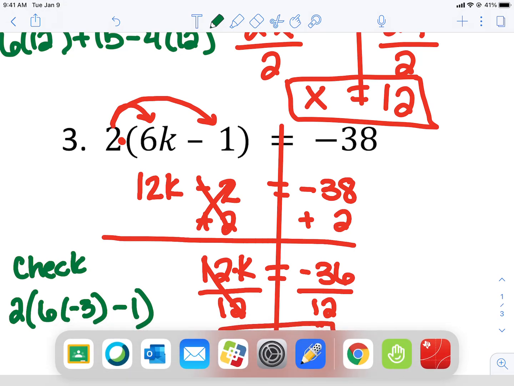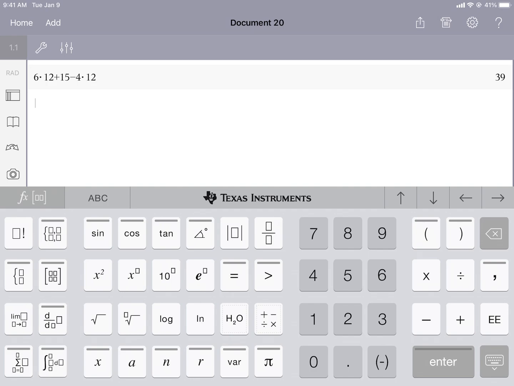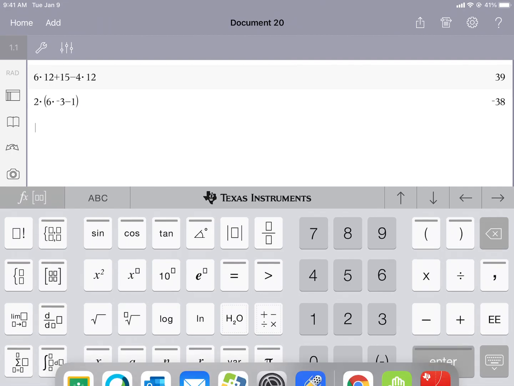So we're going to switch over to the calculator. We have 2, open parentheses, 6, open parentheses, negative 3, close, minus 1, close. And we should get a negative 38. So when I press enter, that's what we get. So it does work out.